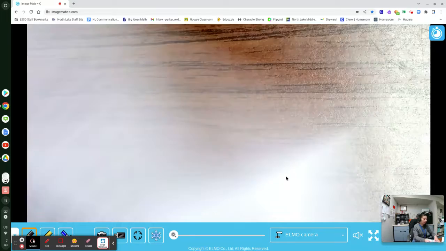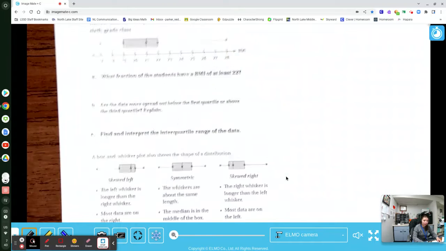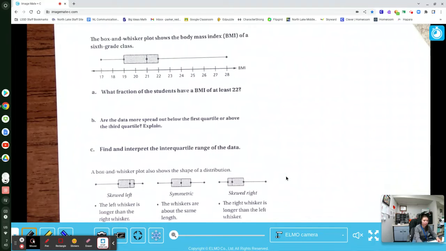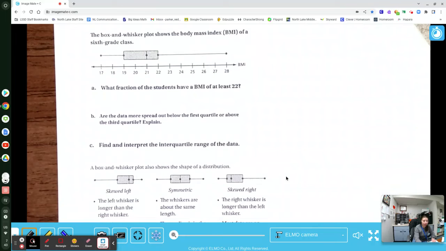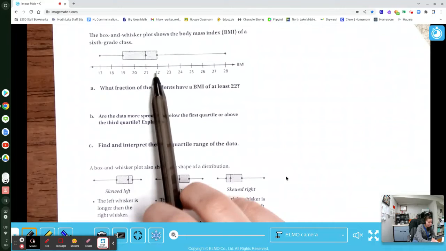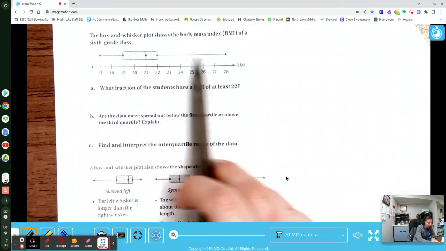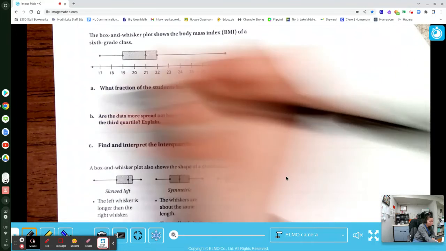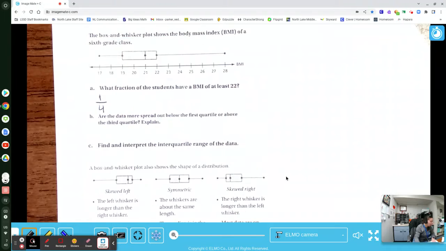All right, so we're moving on to example 2. It says the box and whisker plot shows the body mass index, BMI, of a 6th grade class. What fraction of the students have a BMI of at least 22? So at least 22, that means 22 or higher. So just this whisker. And remember, we learned that 1/4 of the data is in each whisker. So my answer is about 1/4.